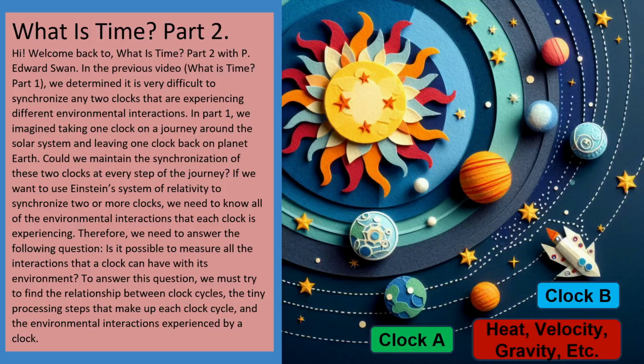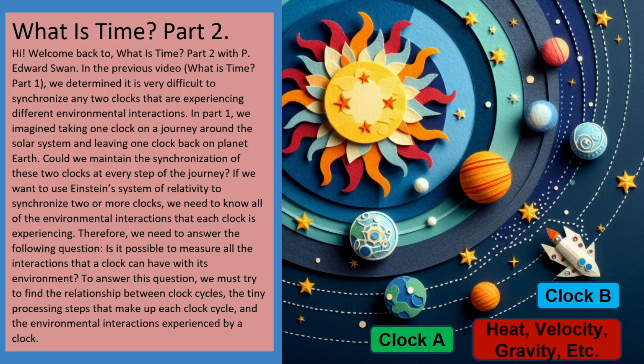In the previous video, What is Time Part 1, we determined it is very difficult to synchronize any two clocks that are experiencing different environmental interactions. In Part 1, we imagined taking one clock on a journey around the solar system and leaving one clock back on planet Earth. Could we maintain the synchronization of these two clocks at every step of the journey?